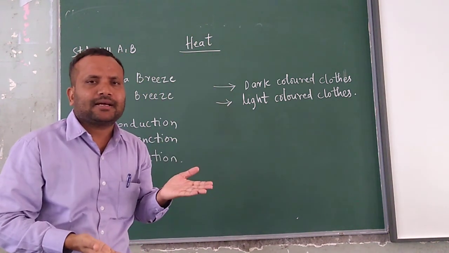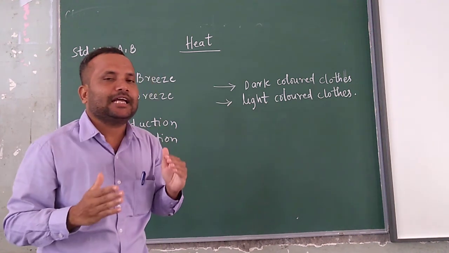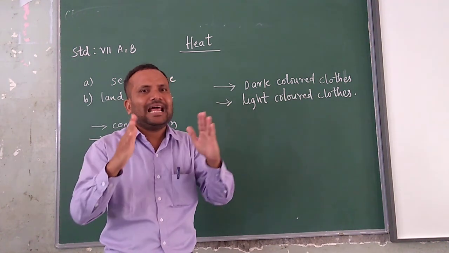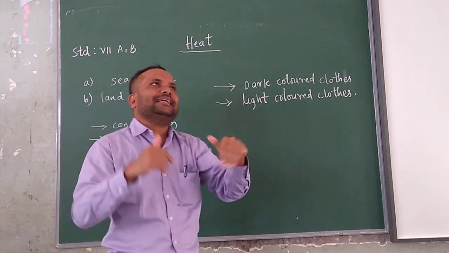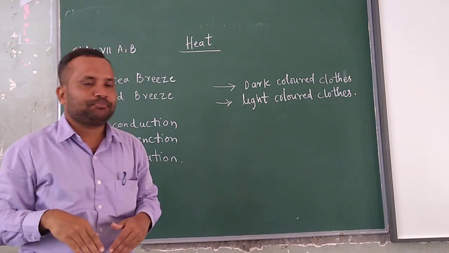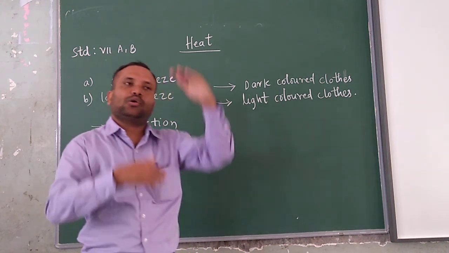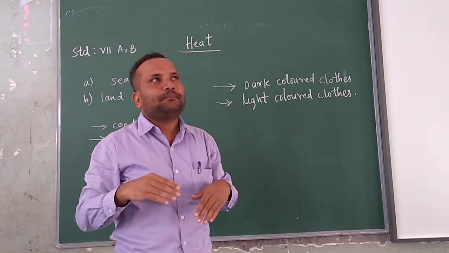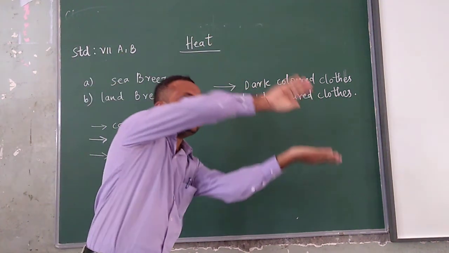And whatever air is there above the land, even that air becomes very much heated up. The air on the land becomes heated up very fast. So that hot air on the land is going to rise up in the atmosphere, because land was heated up faster than the sea water. The air over the land, which was very hot, will rise up into the atmosphere, and that hot air will go towards the sea.